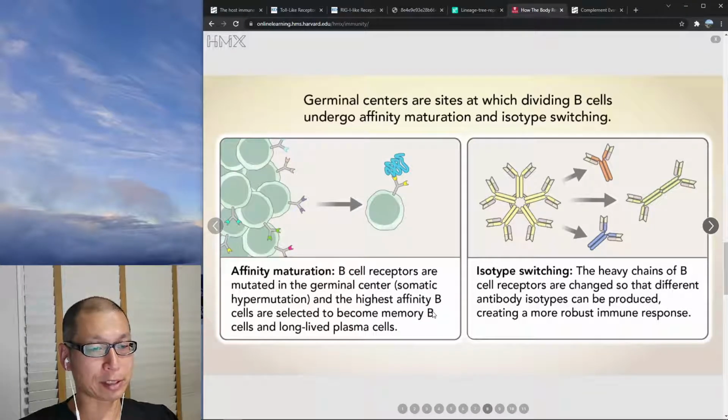And also the important thing is some of them become these things called memory B cells. And memory B cells, they don't actually make antibody, but they just hang around, and they're ready for the next time that you get exposed to the same thing.